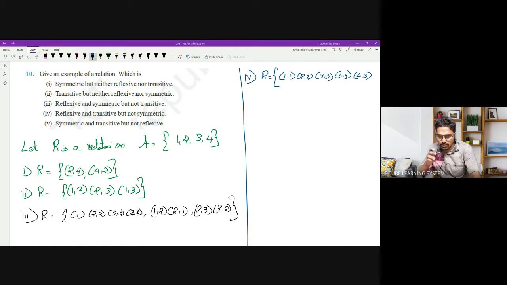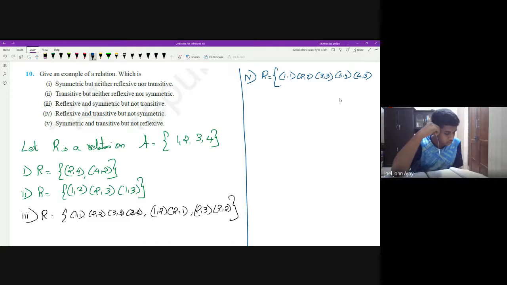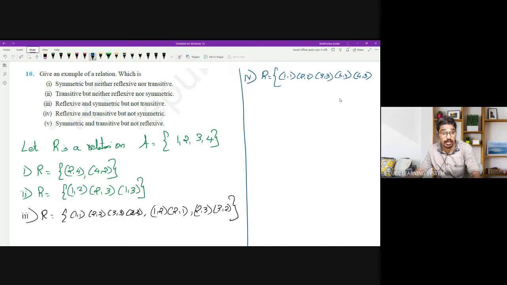How can we say it is not transitive? Sorry, it should be transitive. It should not be symmetric. This is enough. Because there is 4 3, there is no 3 4. It is not symmetric. That's fine.